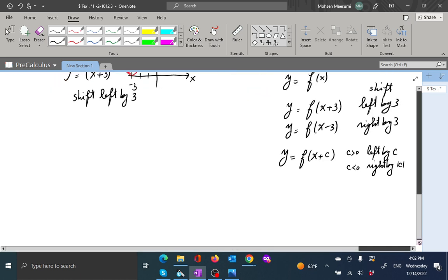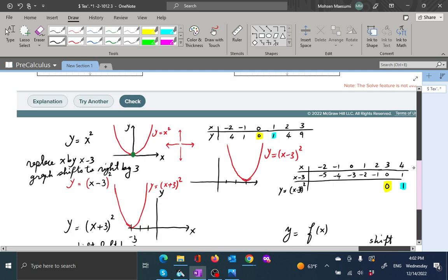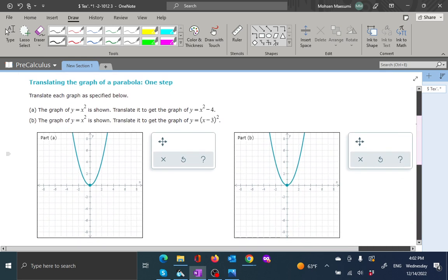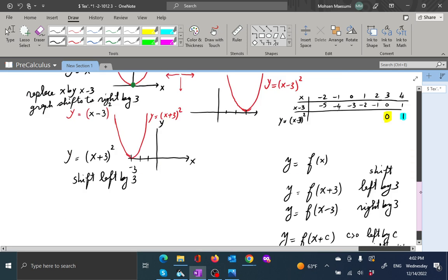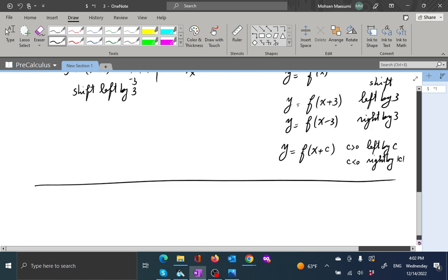Well, what if I want to go up or down? So let's go back to our question here. What was it? The second question: if I want to subtract 3, that means I'm going to the right by 3. If I want to go up or down, how do I do it? Well, what variable represents height? The variable that represents height is y.